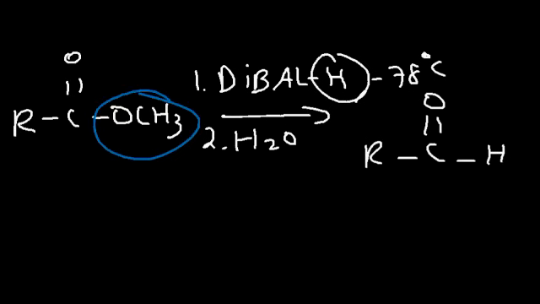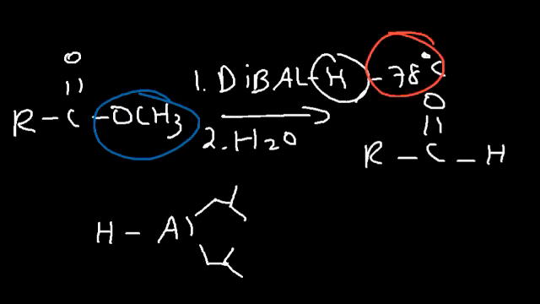DIBAL is basically called diisobutyl aluminum hydride. So what we have is an aluminum atom with one hydrogen atom and two diisobutyl groups, which looks like this. Now notice that the aluminum only has one hydrogen, and so that's why it stops at the aldehyde level. And also, the cold temperature helps.